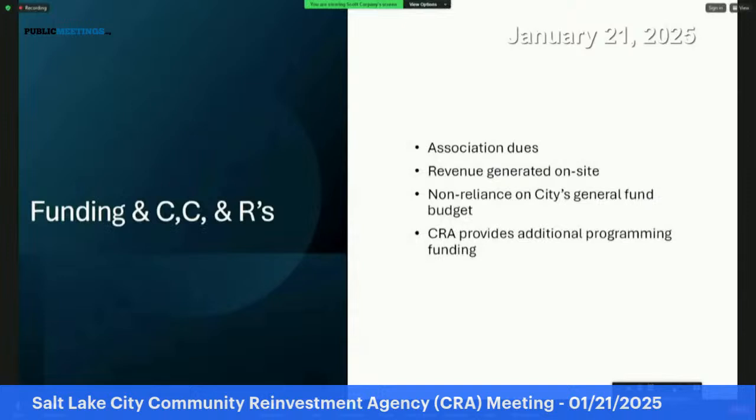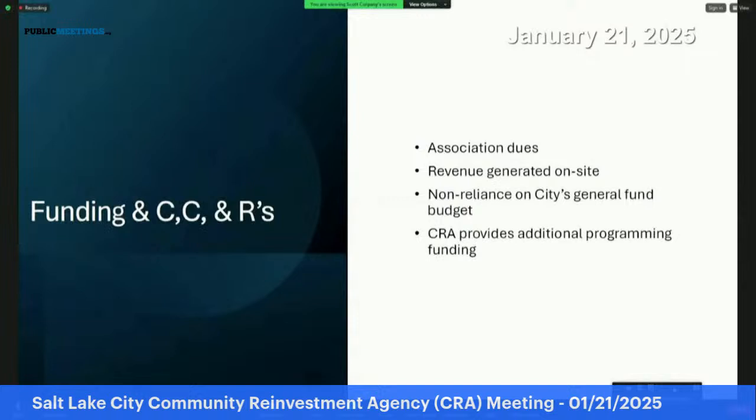Do you have any general order of magnitude of how big the association dues are compared to revenue generated on site, and how big those two things combined are compared to, I know it's not coming out of the city's general fund, but there is money coming out of CRA tax increment, correct? Or do I understand that wrong?